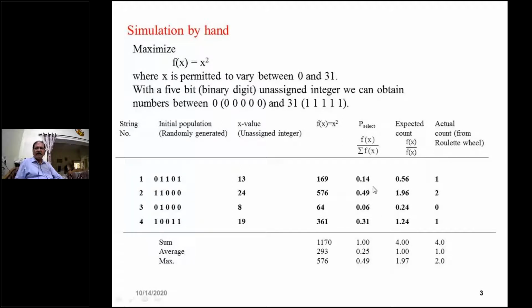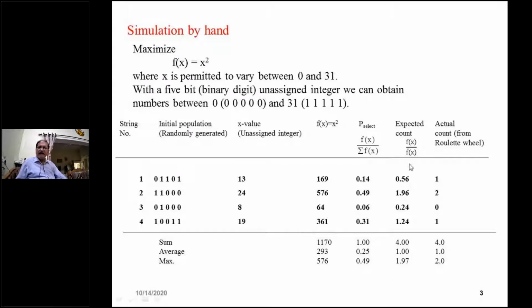Then we also find out the expected count. Expected count is 169 divided by the average value, or simply you multiply the probability of selection, 0.14, by 4, because the population size is 4, so it is 0.56. Or 0.49 multiplied by 4 is 1.96, 0.06 multiplied by 4 is 0.24, and 0.31 multiplied by 4 is 1.24. So this is the expected count.